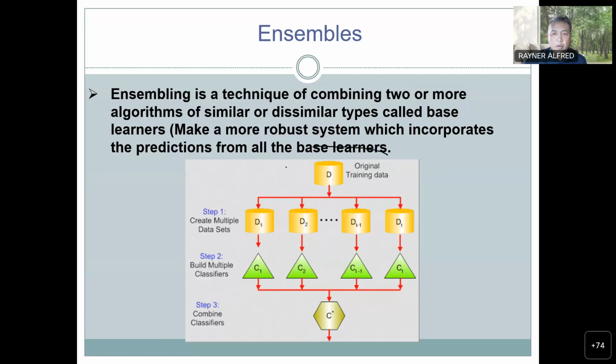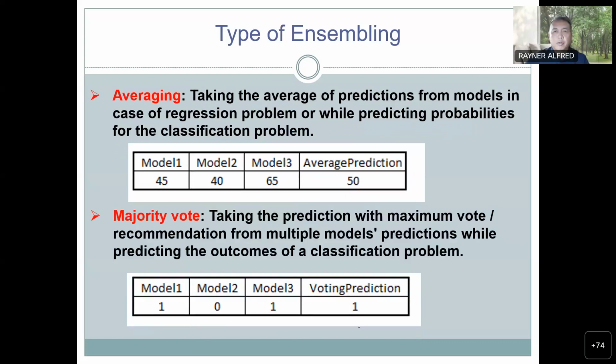this is your original data. We will partition it into a few partitions, and then we will feed them into multiple classifiers, and then we combine them. So this is the meta classifier. There are a few techniques for how we can combine them. The first one is we could take the average.